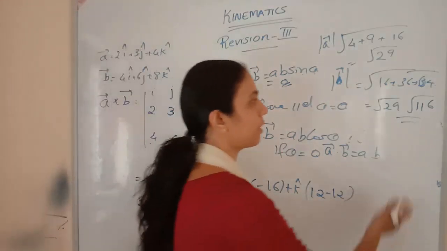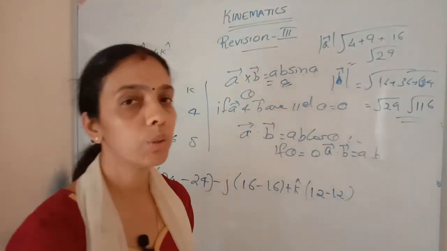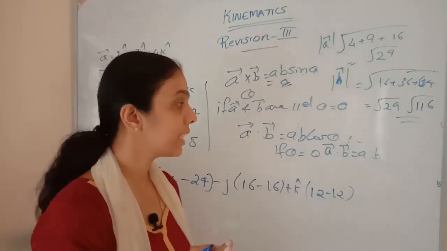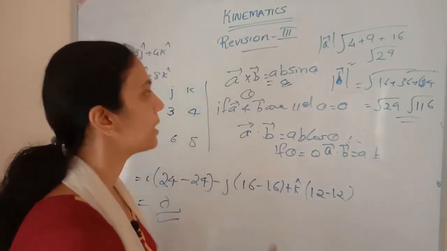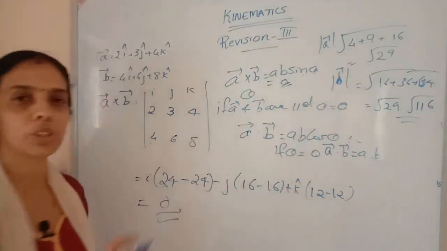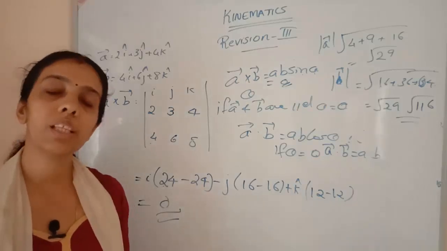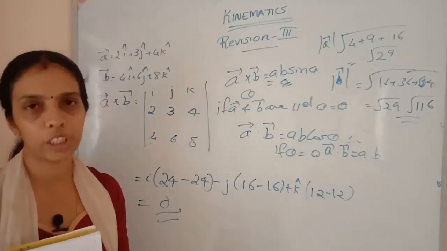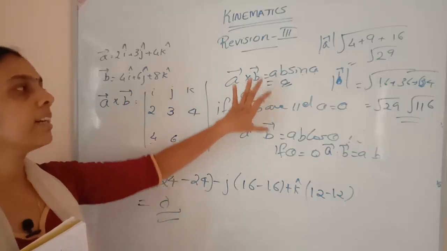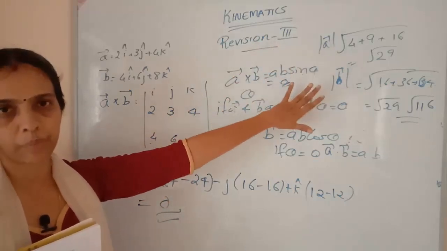That one you should find out whether both are equal or not. That is a little bit difficult way only. Better than that, you can opt for this option. If we need to find out whether both the vectors are parallel, you can take A cross B.